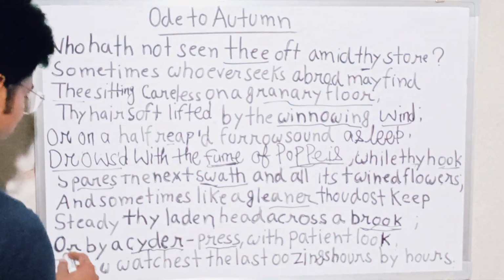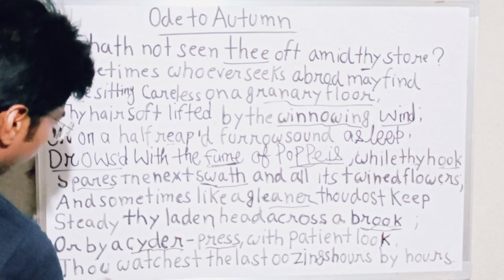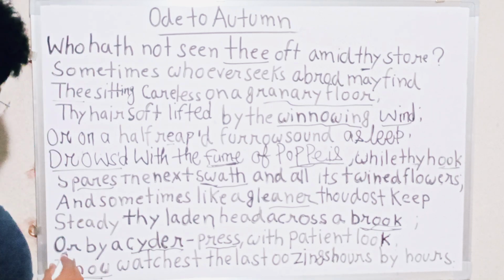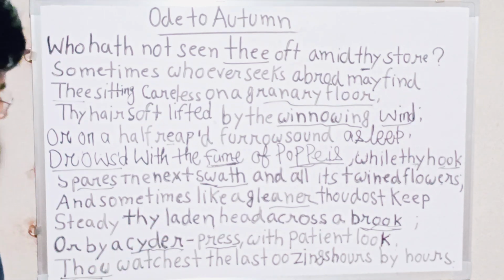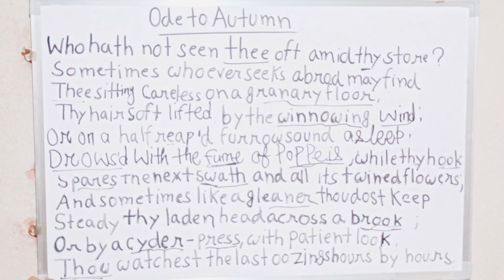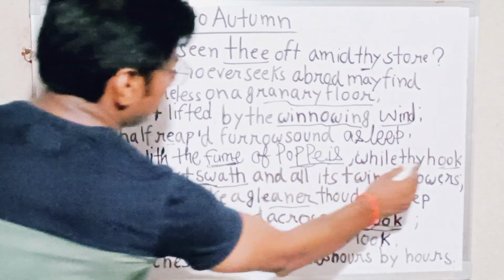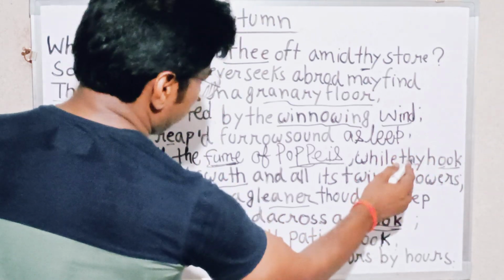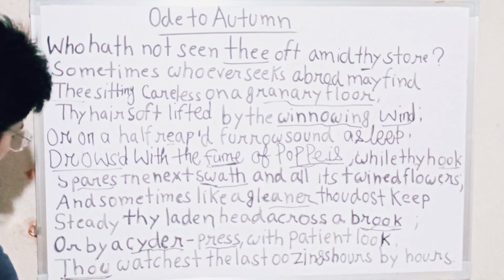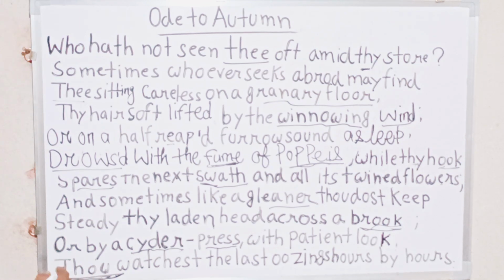See this. Or by a cider press with the patient look, thou watchest, means you see. Thou, here see. So try to understand, my dear learner, here autumn is personified as a male, but till now, in the first two or three lines, the autumn is personified as a woman. Then again, see this, here again thy is used. It means here again the autumn is also personified as a woman reaper. But now here thou word was used, my dear learners, particularly for the male instead of you. Here thou means you, thou used for male, and thee used for woman, and thy used for women.